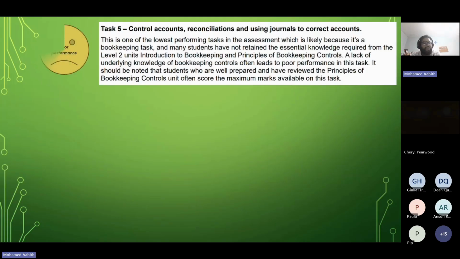And this is why we say they have poor performance on this one. And it's only for 10 marks. And those 10 marks can go down the drain if you've forgotten the last unit you learned, which is the bookkeeping control.